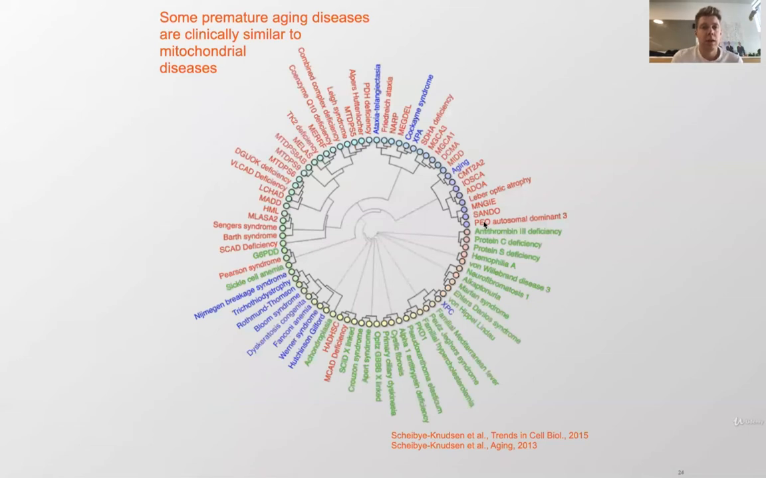We can then actually cluster DNA repair disorders such as ataxia-telangiectasia, Cockayne syndrome, XPA. So the blue ones here, so the red diseases here are primary mitochondrial disorders. So these are diseases where you see mitochondrial defects, and you can see that there's quite a large overlap between some of the premature aging diseases and mitochondrial diseases. The green ones are control diseases, where we do not think there's any mitochondrial involvement.